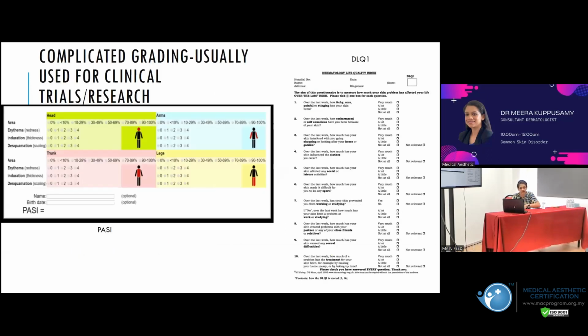For clinical trials, we use scoring systems, which is called PASI, right? And then also for quality of life, we use this DLQI, Dermatology Life Quality Index. This DLQI is also used for other dermatology diseases, not only psoriasis. So it goes through everything they ask, until sexual, social, and everything.